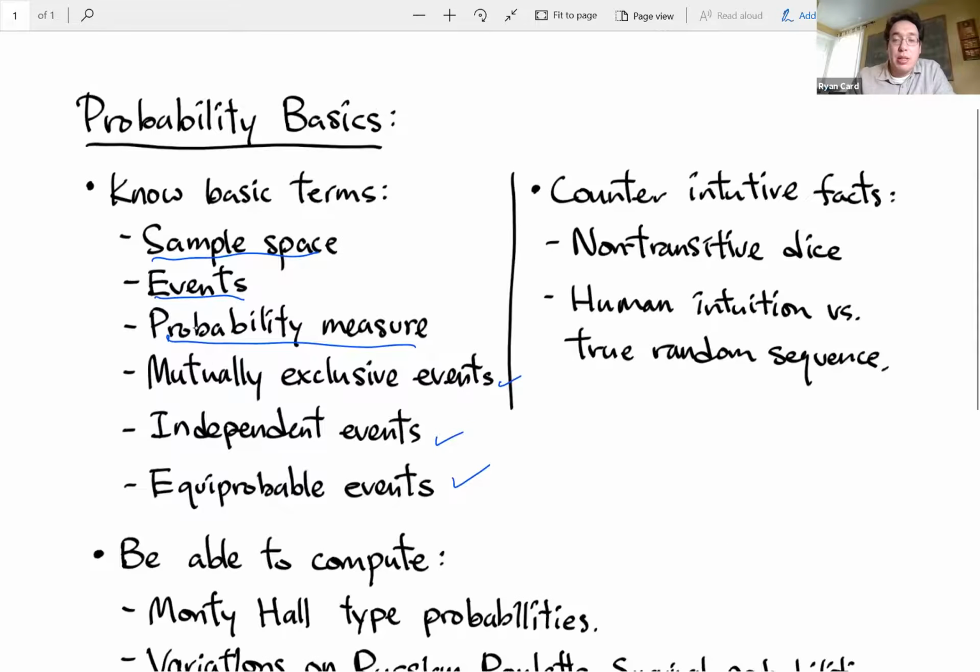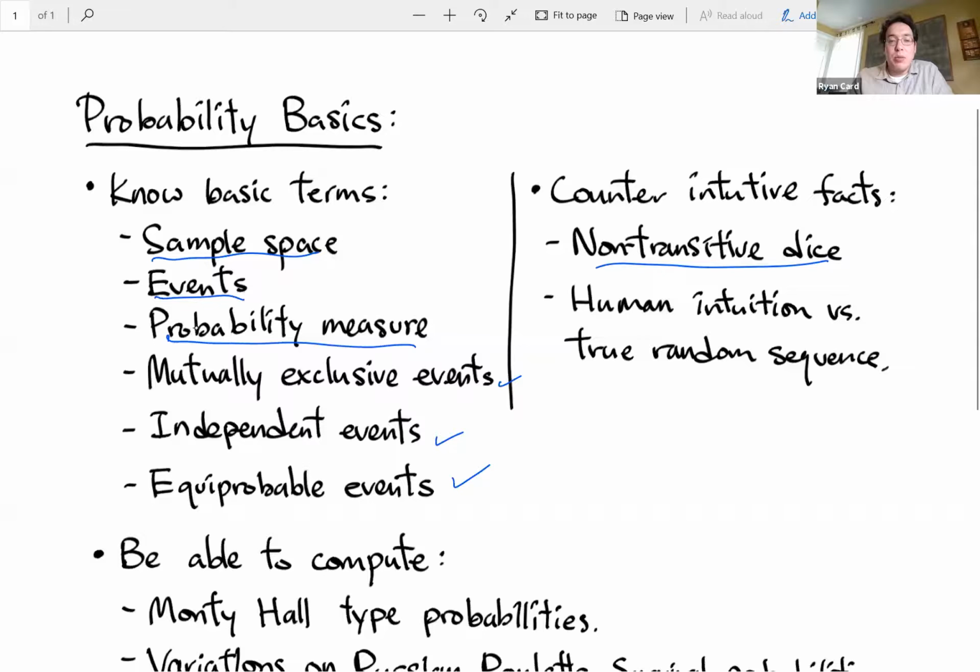Other things that you should know are that in probability, you could have weird situations like non-transitive dice, a situation where it's most likely that A beats B and B beats C, but C beats A. And you could have tricky situations like Penney's game as well. That's a more complicated version of a non-transitive situation where the person who picks second has an advantage.